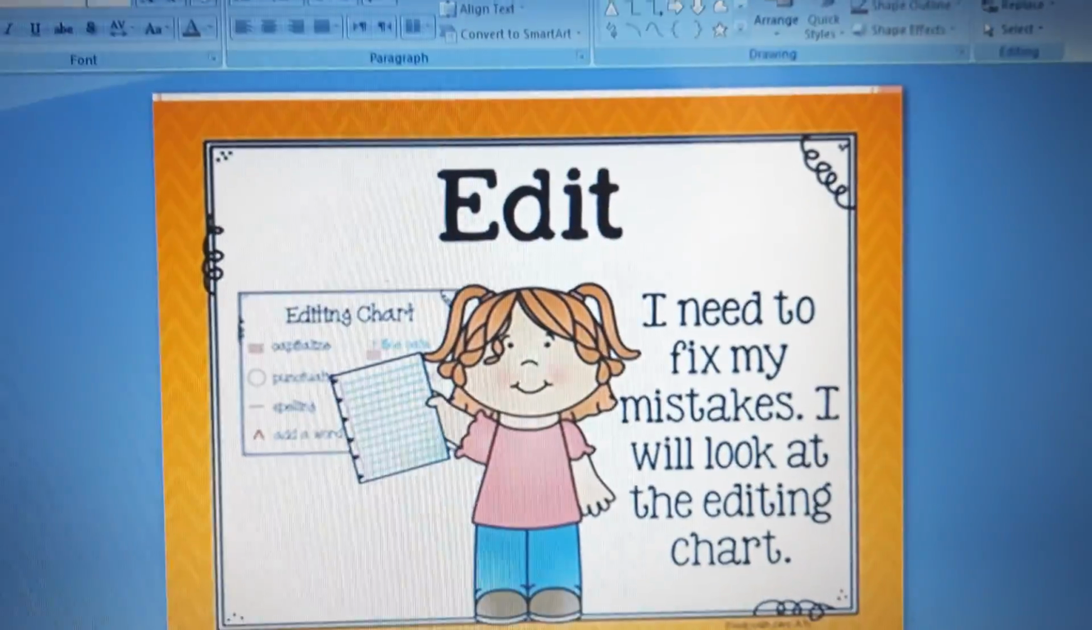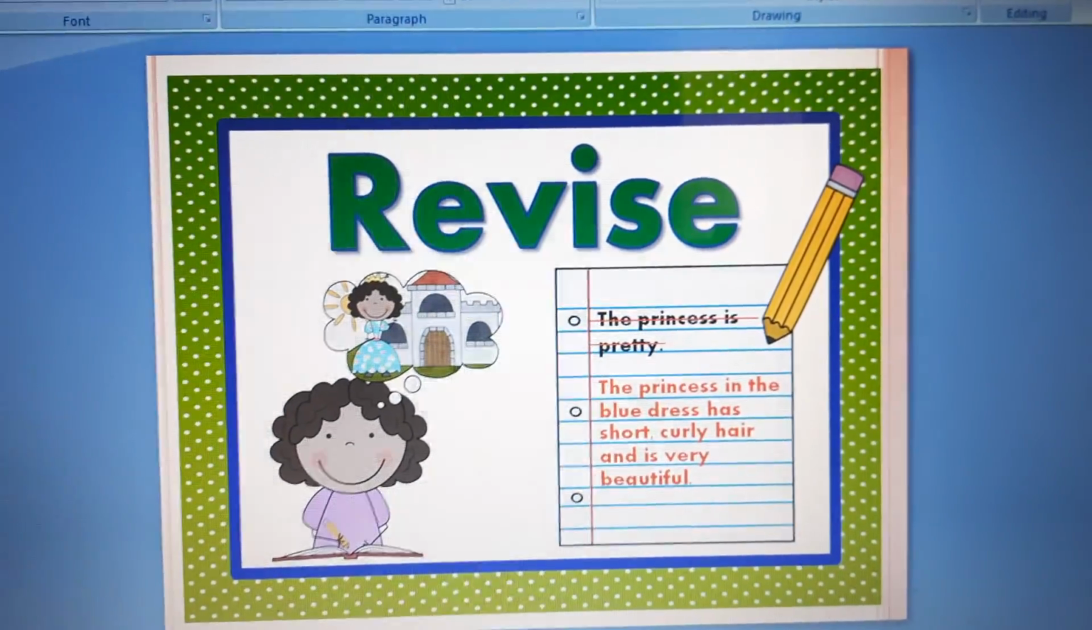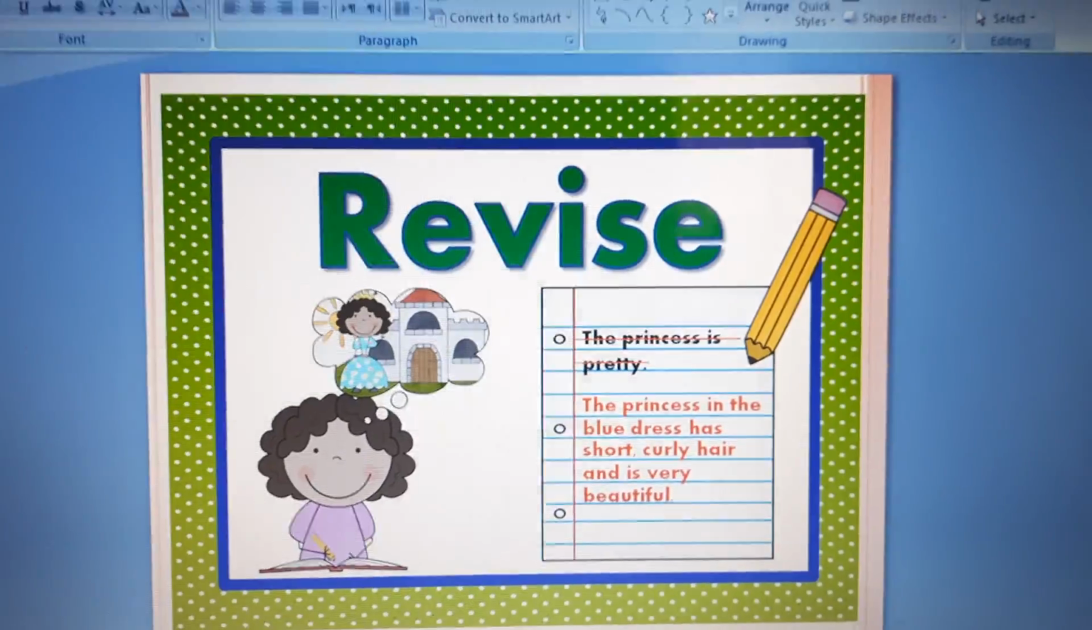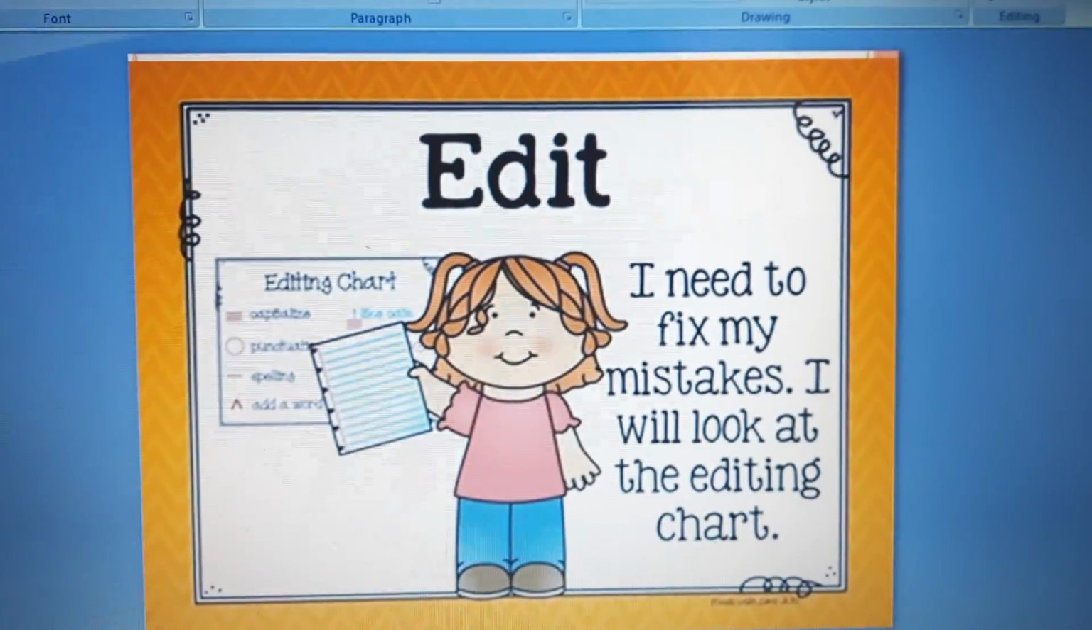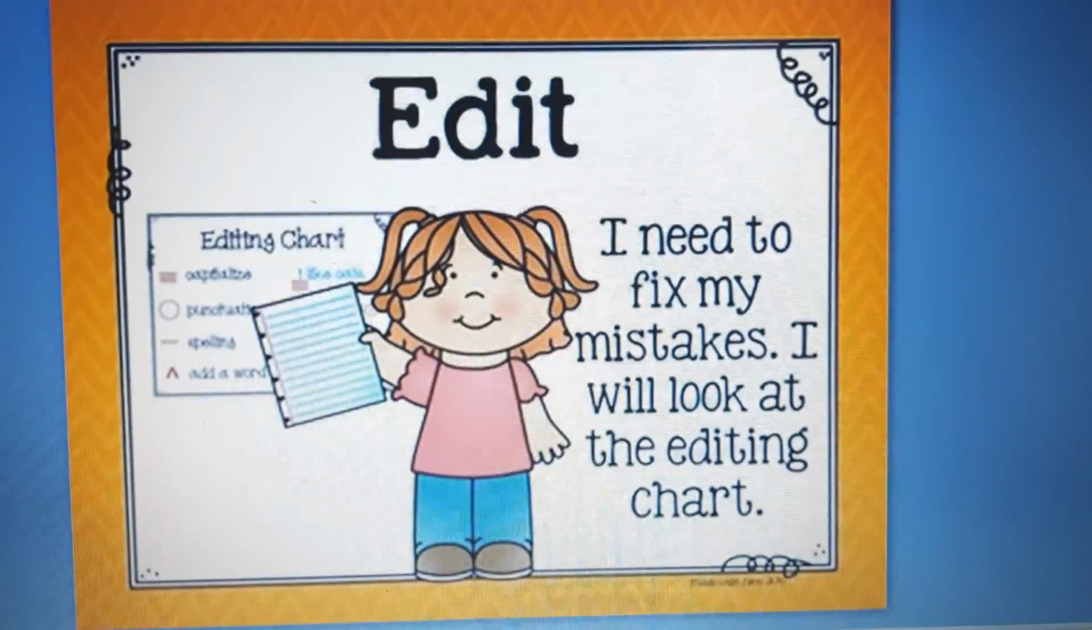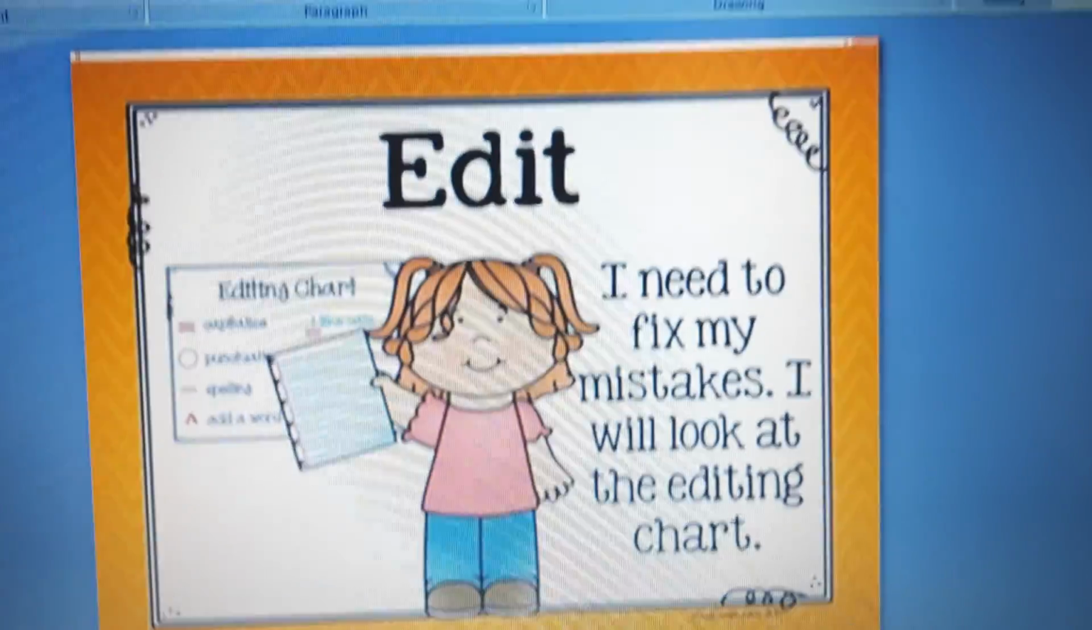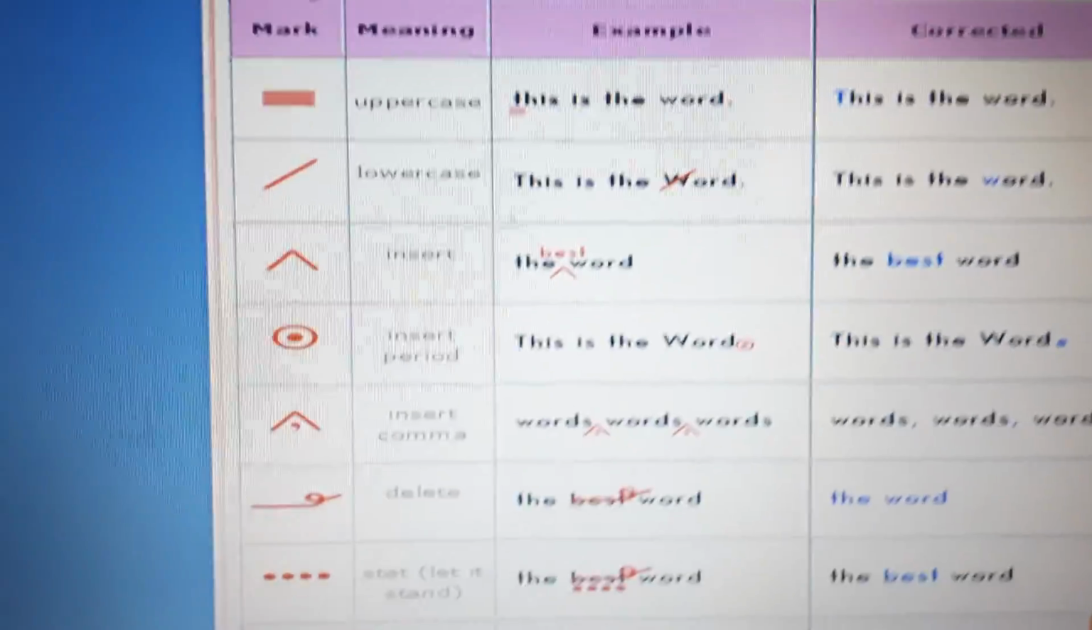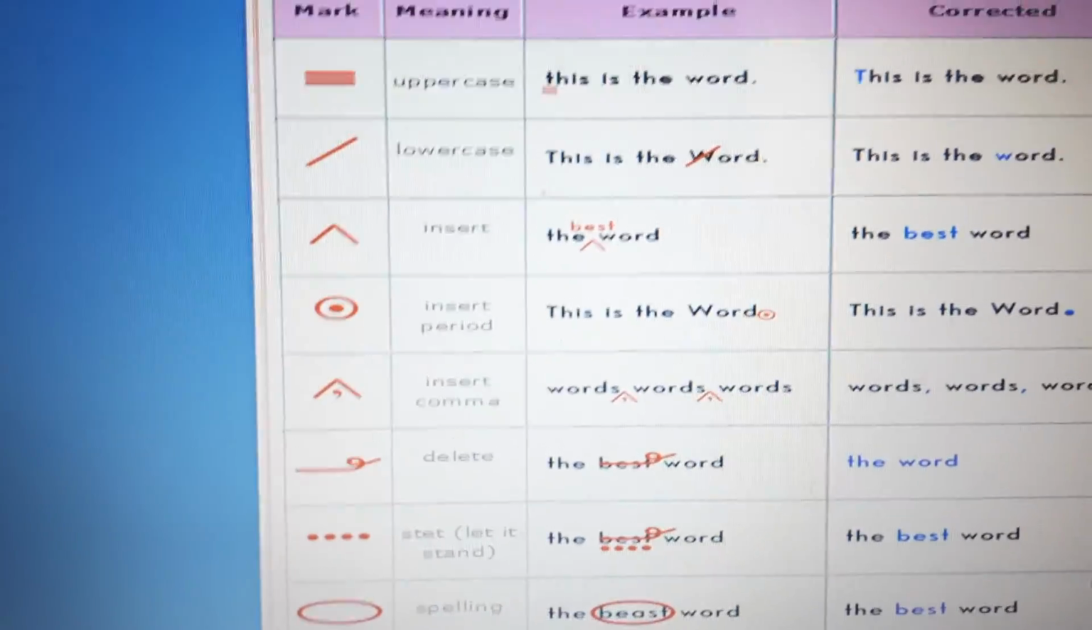Revise it. I said revise it, you should use the blue pen. Edit it. I need to fix my mistakes. I will look at the editing chart. Okay, here, editing, this one is so important: the marks and their meaning.